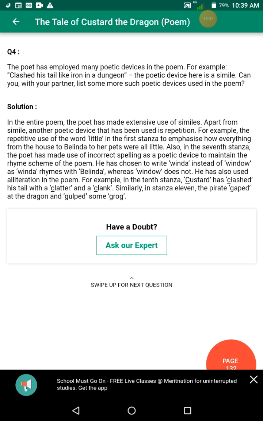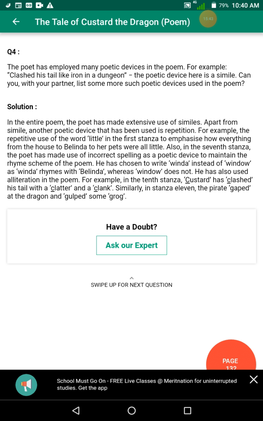Also, in the seventh stanza, the poet has made use of incorrect spelling. Look at the spelling of window, children. The spelling of window is W-I-N-D-O-W. But what did the poet use? W-I-N-D-A, winda. This is only to rhyme with Belinda. If you write window, it will not get the rhyming.